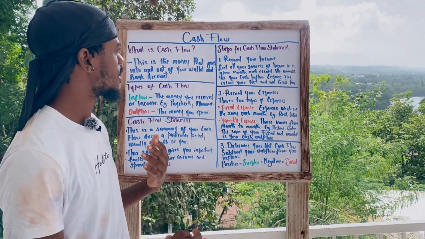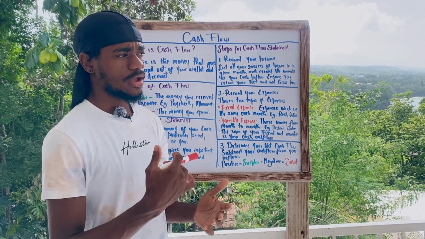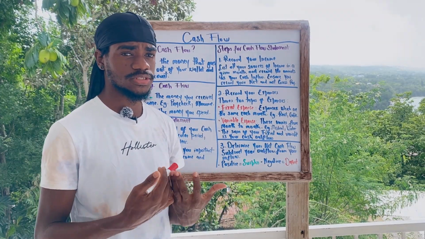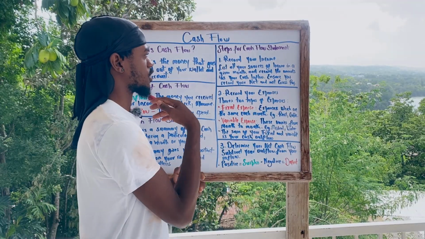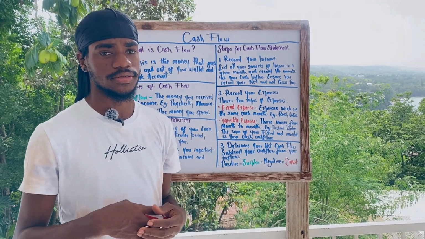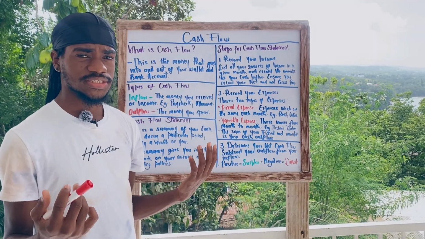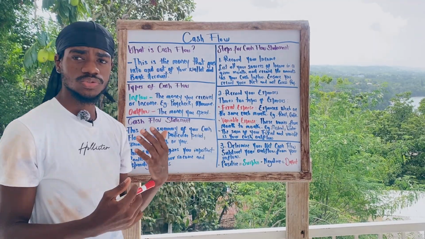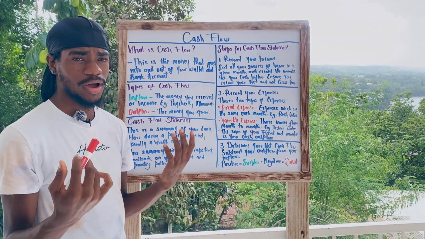Today, we'll be taking a closer look at cash flow. In our previous video, we zoomed in on the balance sheet and your net worth statement. Today, we'll be looking at your cash flow and your cash flow statement and how the money flows through your hand. So, cash flow. What is cash flow? This is basically the money that goes into and out of your wallet or your bank account.